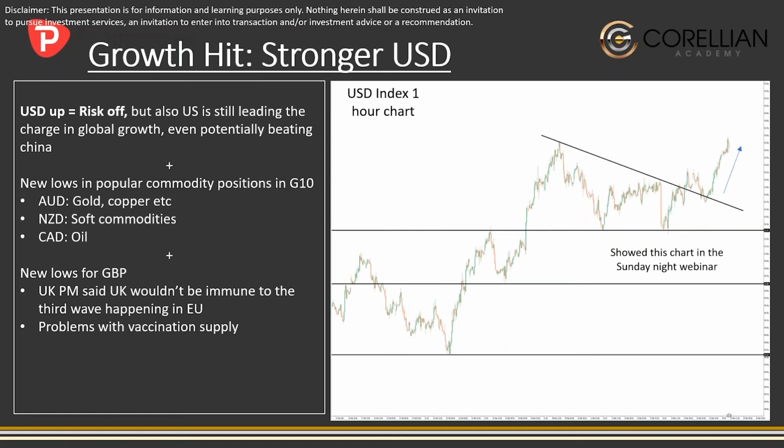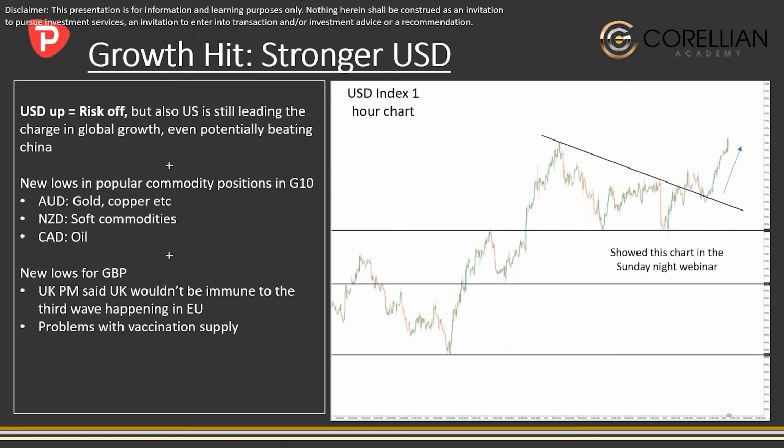New lows for sterling. The UK Prime Minister said UK wouldn't be immune to the third wave happening in the EU. He's taking scientific advice. He's probably right. But the inflation data out of the UK this morning was shocking. Quite a big surprise down, to be honest. We don't usually see falls like that in CPI in one month. And I think that's what sort of kept sterling rather weak today.